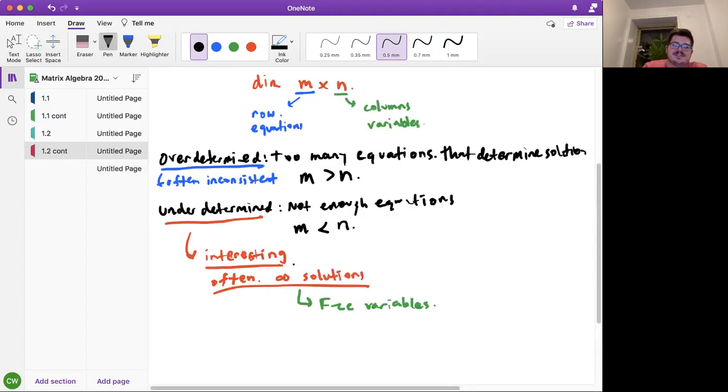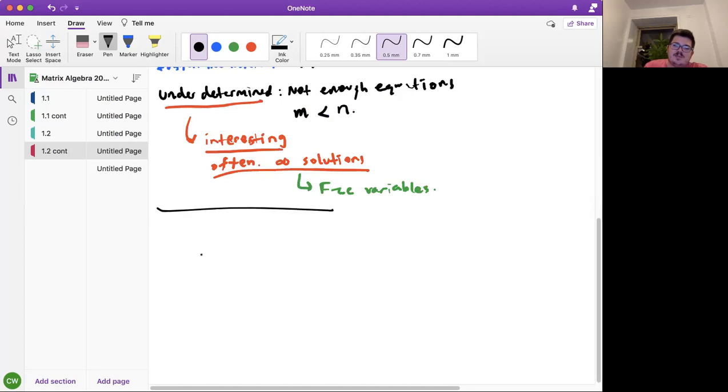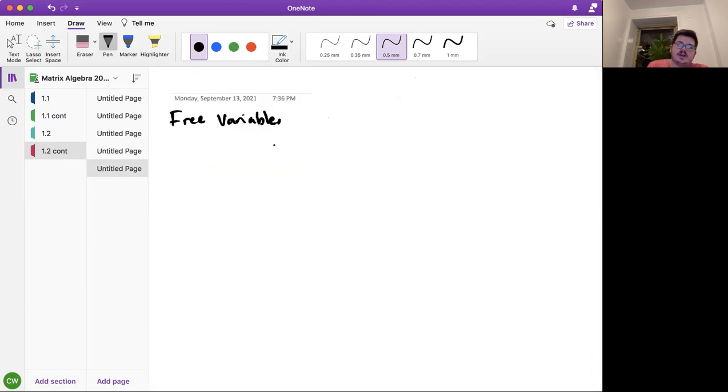Oh, I didn't do what if m is equal to n? We usually call this a square system. There's just the right amount of equations and the right amount of variables. These are the nicest kind of systems, and we'll see why later. We usually express it as n by n. If m is equal to n, just replace one of them. Let's talk about free variables.